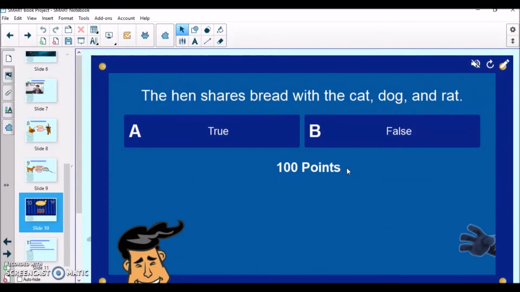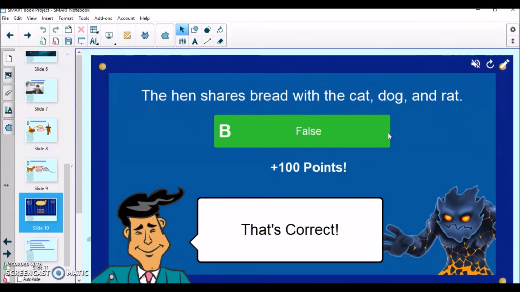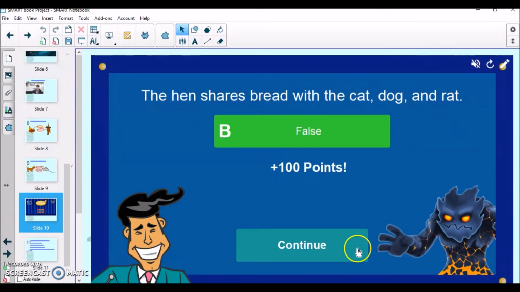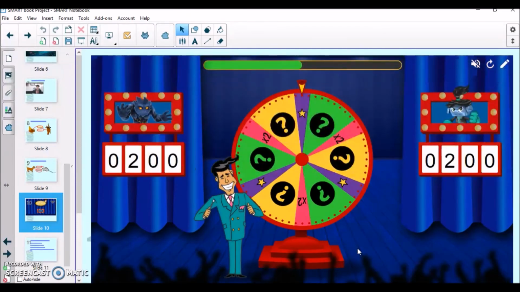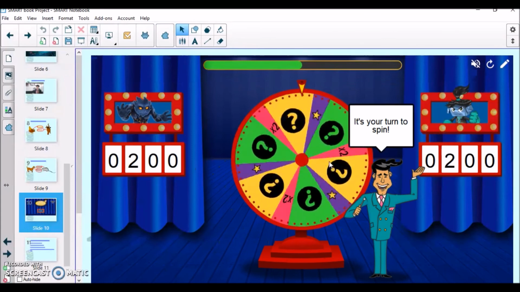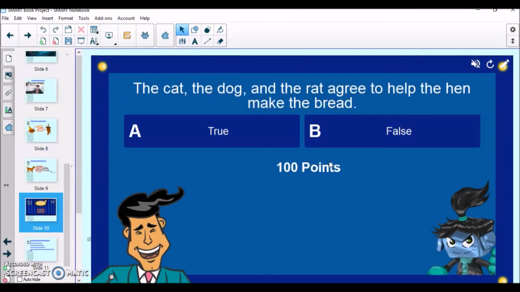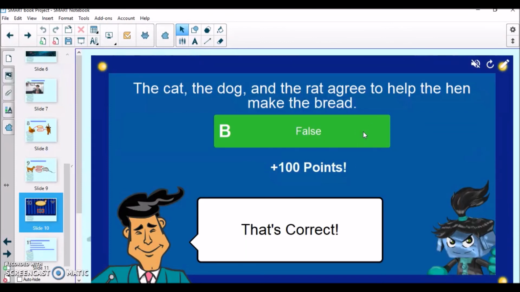Okay, the hen shares the bread with the cat, the dog, and the rat. Is that correct, Evan? Okay, there you go. It was false. Okay, let's continue on to the next question. Okay, let's spin. And it says the cat, the dog, and the rat agree to help the hen make the bread. Is that true or false? Right side. Alice. Okay, let's see if that's right. And it was. Good job, Alice.